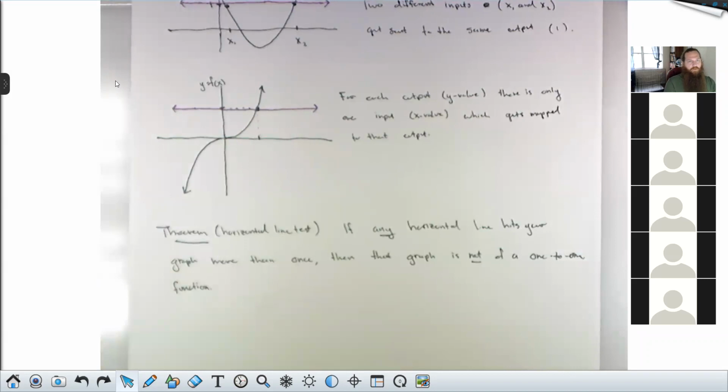So what you want to do, if I give you a graph and I ask you, is this function 1-to-1? You want to imagine drawing a lot of horizontal lines. If any of those horizontal lines touch the graph more than once, then the answer is no.